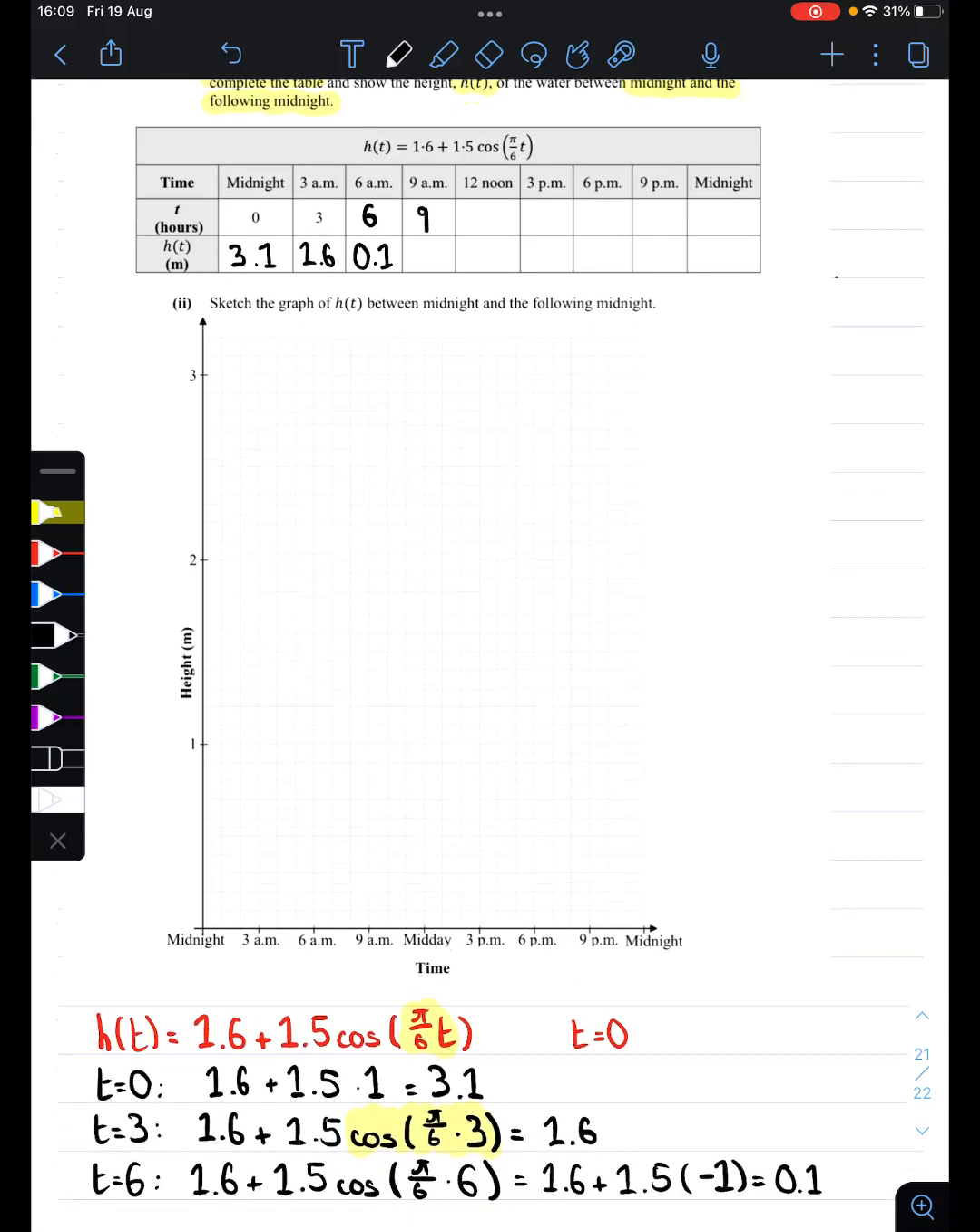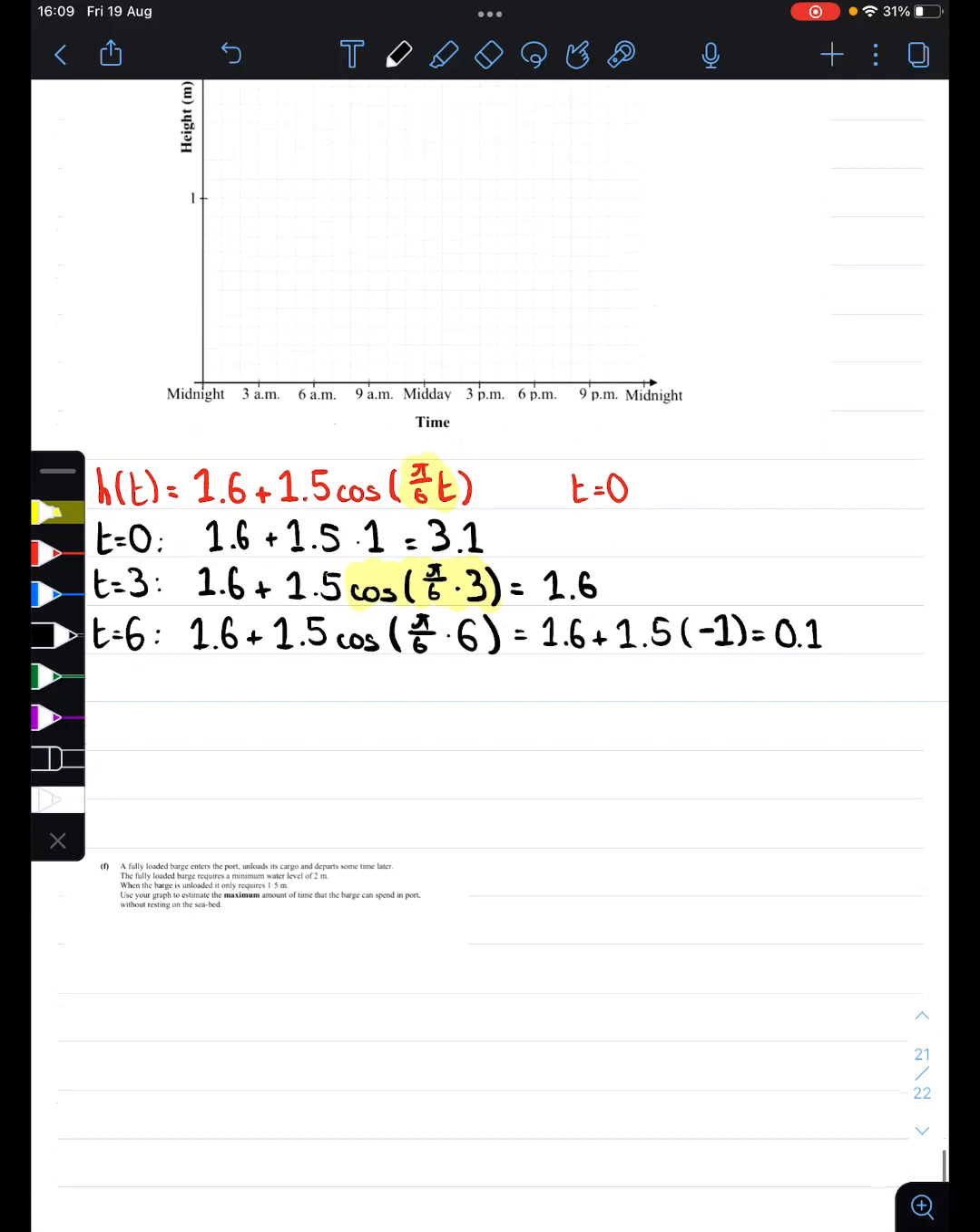Then after 9 hours, t equals 9, we get 1.6 plus 1.5 cosine pi over 6 times 9, which gives us 3 pi over 2. And cosine of 3 pi over 2 is again 0. So we get 1.6 plus 0.